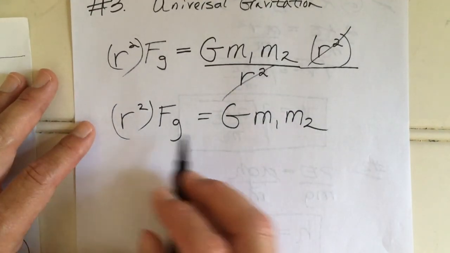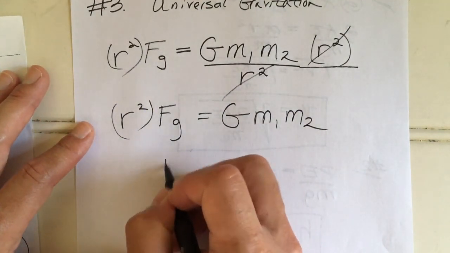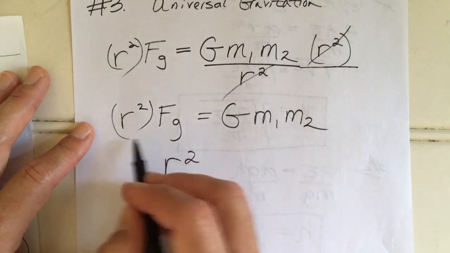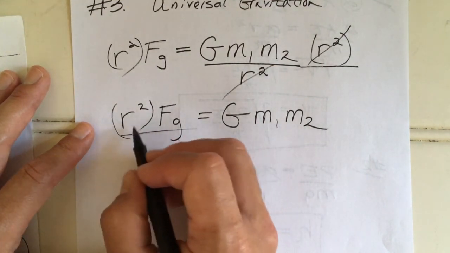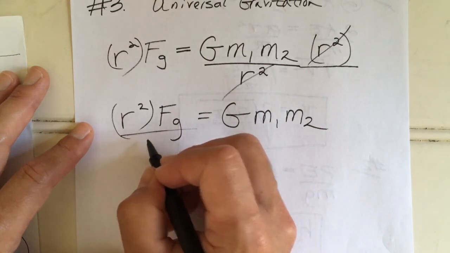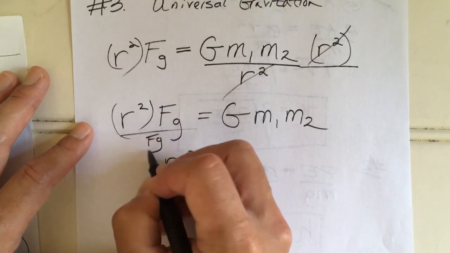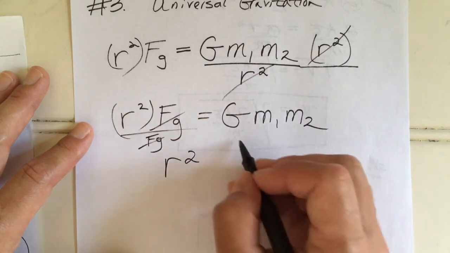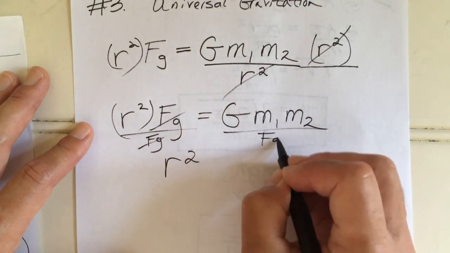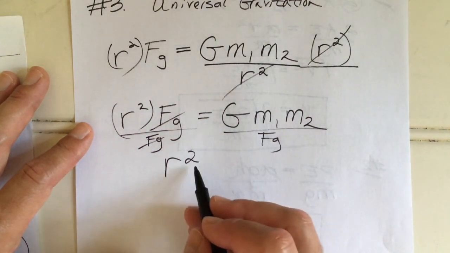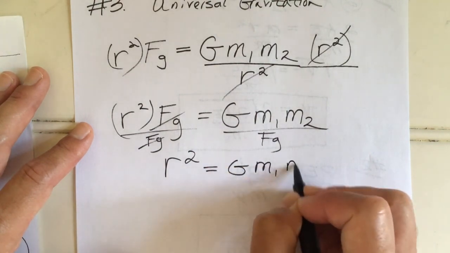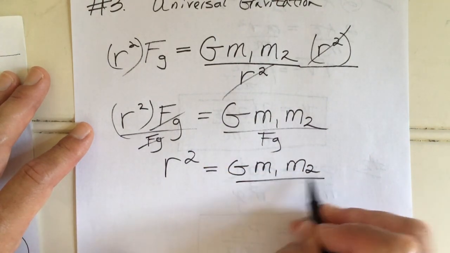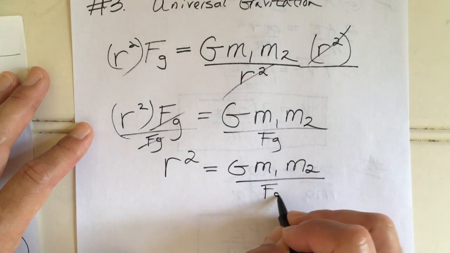Now, let's get Fg over to this side, right? And so we're left with r squared over here. How are we going to do that? I should probably show my work. I forgot to. Divide both sides by Fg, right? And that will cancel that just like that, and we'll send it over here. So now I'll go ahead and rewrite. R squared is equal to G m1 m2 over Fg.